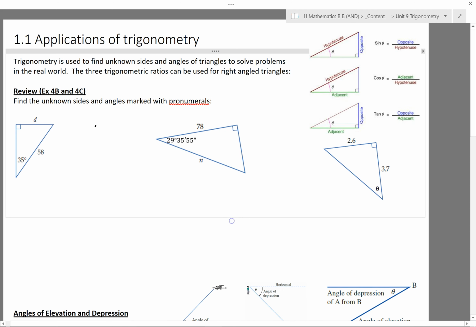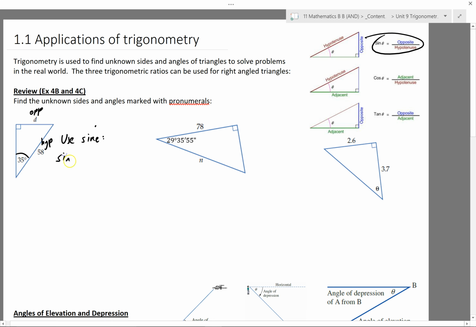So let's go ahead for a super quick review. I've got an angle here. This is the opposite side. This is the hypotenuse. So I'm going to use the one that relates all of these together, which is sine. Use the sine rule. I'll write my rule. Substitute in the values I know. Opposite side's d, so I'll leave it as d. Then solve for the unknown. Need to multiply both sides by 58. And then it's calculator time from there.